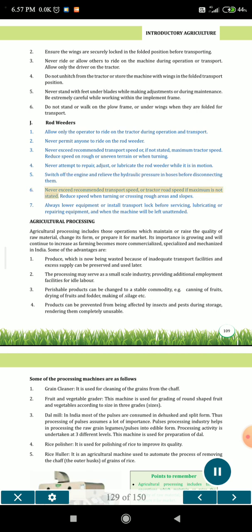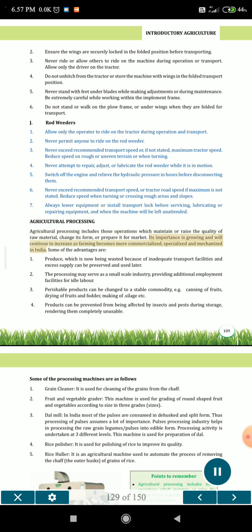6. Never exceed recommended transport speed or tractor road speed if maximum is not stated. Reduce speed when turning or crossing rough areas and slopes. 7. Always lower equipment or install transport lock before servicing, lubricating or repairing equipment, and when the machine will be left unattended. Agricultural processing. Agricultural processing includes those operations which maintain or raise the quality of raw material, change its form, or prepare it for market.